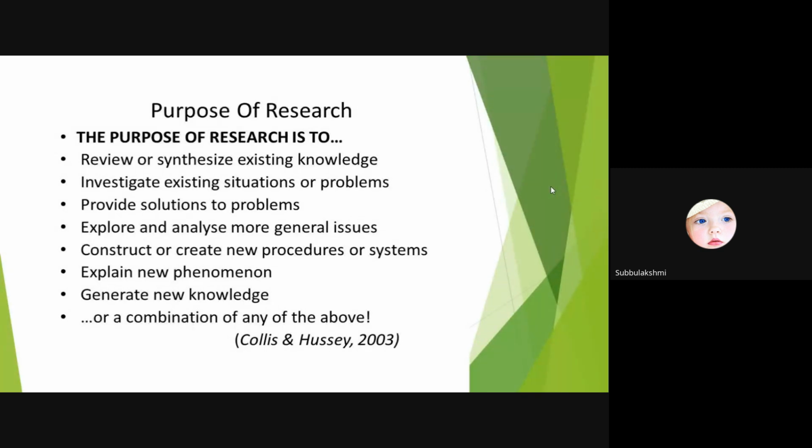Again, this is a very general terminology which I mentioned here. It is not inclined to any particular subject. I'm talking about research in general, right?